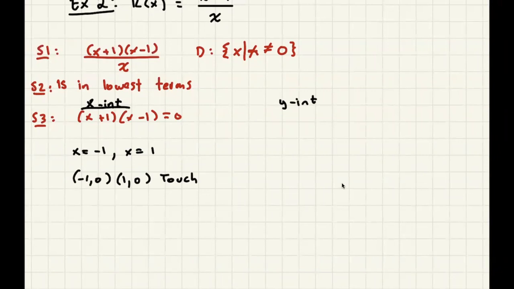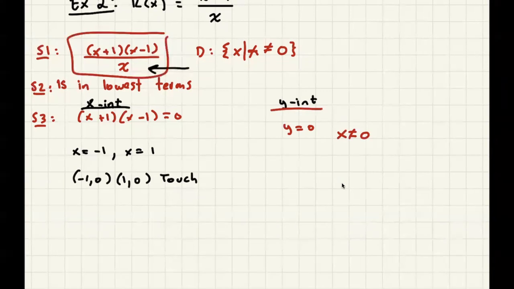As you're going to notice, when we let x equal 0, we're letting the bottom equal 0, right? So x cannot equal 0. And if you look at our graph, look at this right here. If we let x equal 0, that's not in our domain. So there is no y-intercept.